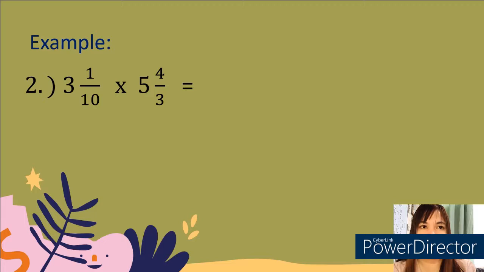Okay, so next example, we have 3 and 1/10 times 5 and 4/3. Again, we are going to first change the mixed numbers to improper fractions by simply multiplying the whole number by the denominator and adding the numerator. So 3 times 10, we have 30, so 31 over 10. Then, 5 times 3, we have 15 plus 4, we have 19 over 3. Then multiply numerator to numerator and denominator to denominator.